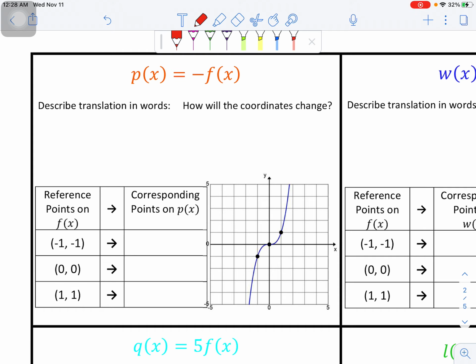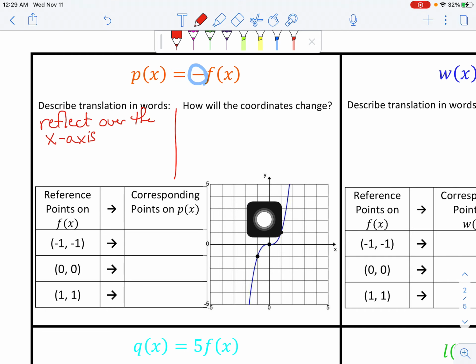All right, so P of x here is equal to negative f of x. Now remember, the f of x that we're talking about here is the standard cubic power function, or x to the third power. And we've got the reference points right here. So what does this negative in front of our function do? We talked a little bit about this with the power functions. This is going to be a reflection. So reflect over the x-axis.